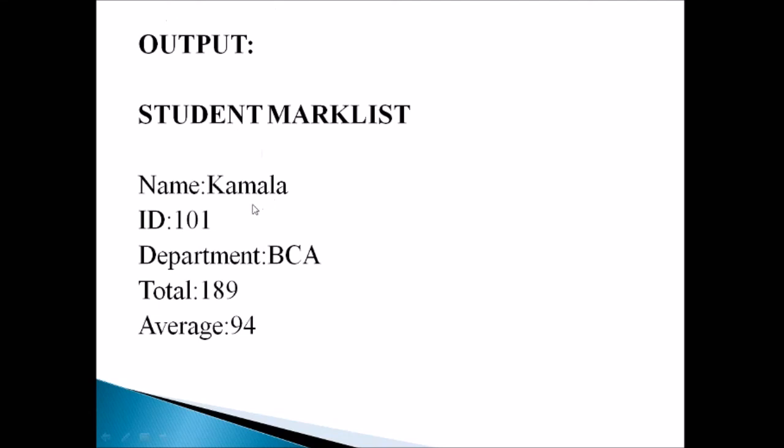Output for the example program is this one. Student mark list is a title and then there will be an empty line, and then with the label name Kamala, ID 101, department BCA and the total is 189. For that the average is 94. So this is the output for the respective example program. I hope you understand how we have defined a method or constructor within the class, how it is called by the object, and how the object is initialized in three different ways, that is by constructor, by reference and then by method.